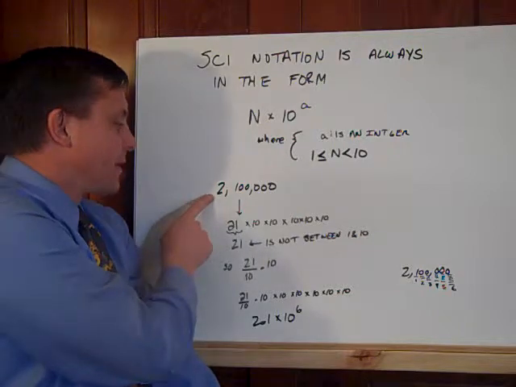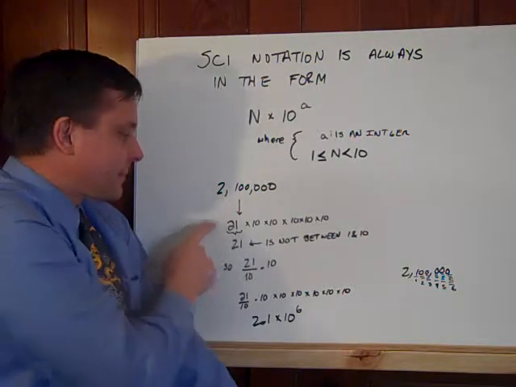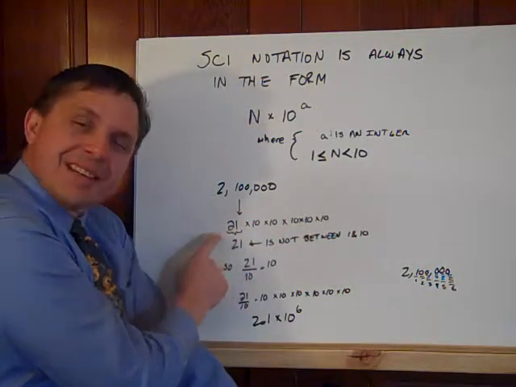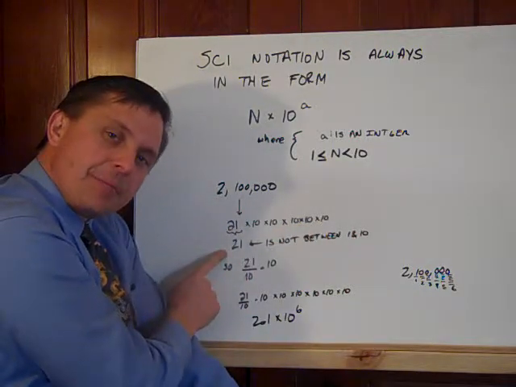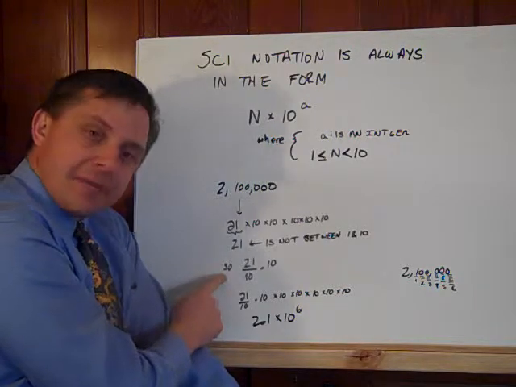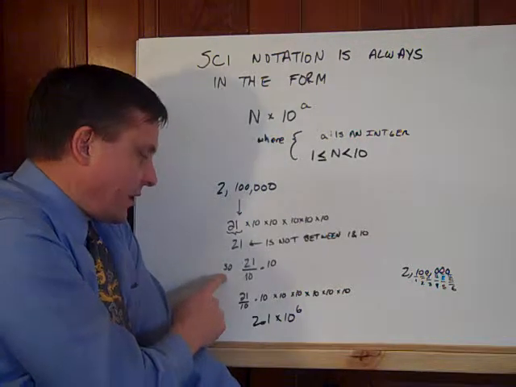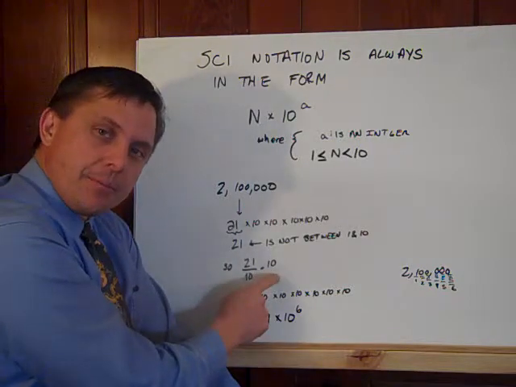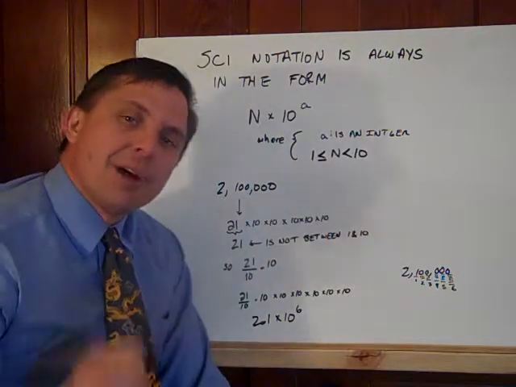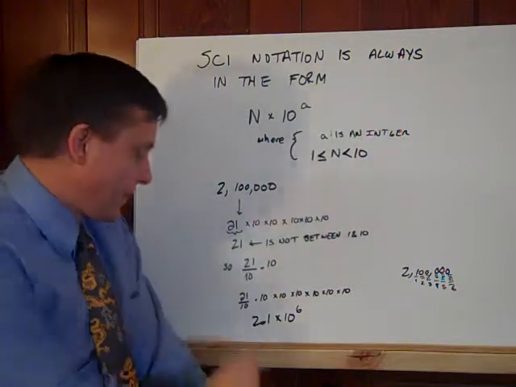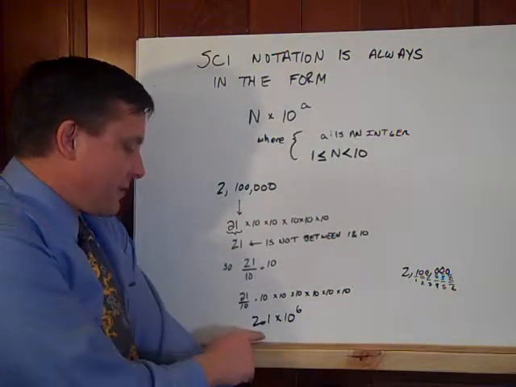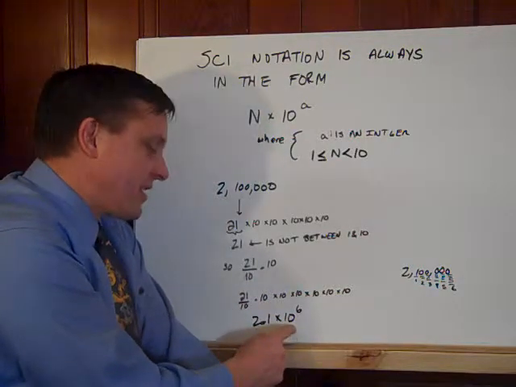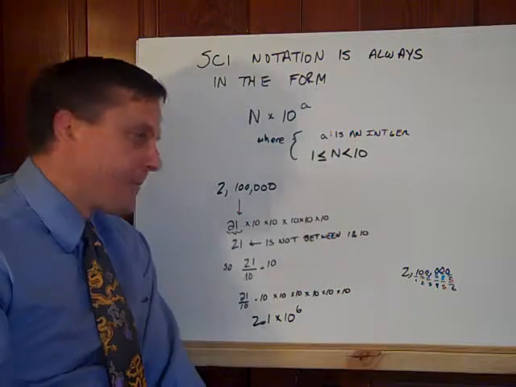So if I have 2,100,000, I can write it as 21 times 5 tens, but 21 is not between 1 and 10. Well, to do that, I have to make it into 2.1. So I do, that's just the 21 I'm looking at. I say 21 divided by 10 times 10. This is equivalent. I multiply the top and bottom by 10. When I take 21 divided by 10, I get 2.1. And when I list the 10 here, I get another 10. So now I have 10 to the 6th power.